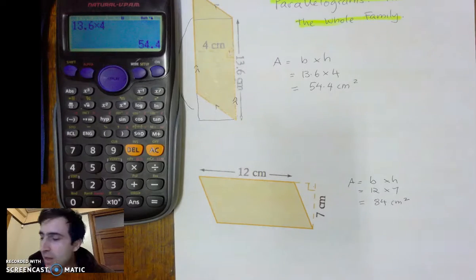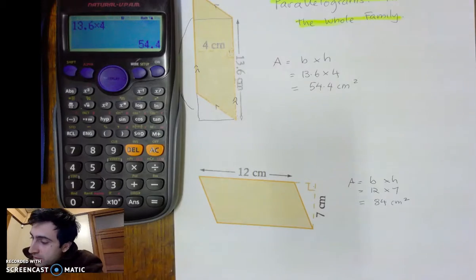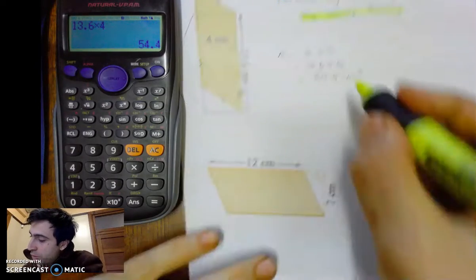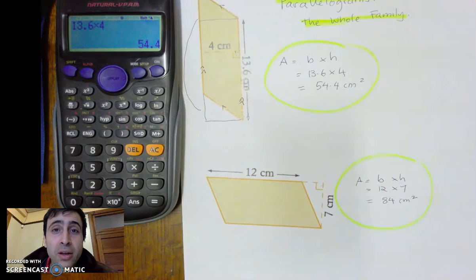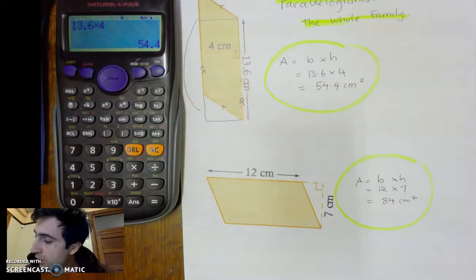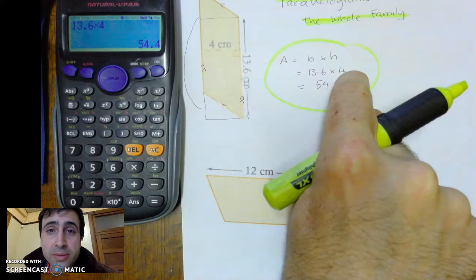Now, one thing I haven't mentioned as of yet is how do we set out our working? This is how we set out our working. This is how you will demonstrate how amazing you are at your areas in an exam. You write out your formula, you substitute into the formula, and then you have your answer with units.